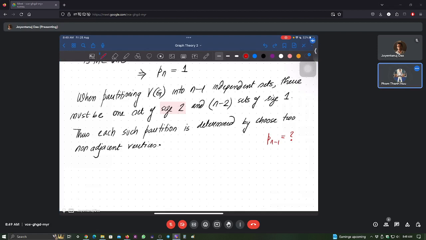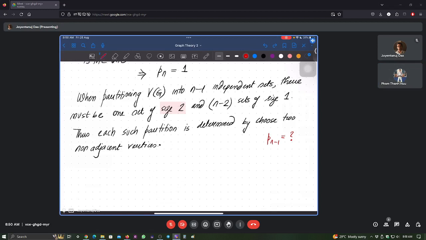Two non-adjacent vertices. How do we calculate how many two non-adjacent vertices there are? Yes, that is what I'm asking.